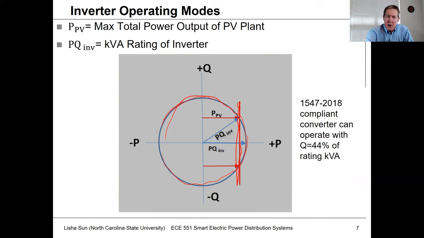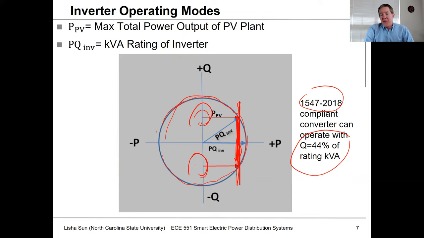In the new 1547 standard, if we talk about high penetration systems, the standard says that you have to be able to operate with reactive power at 44% of your rating in kVA. What this means is you would have an upper Q and a lower Q rating as well. And then you would be operating somewhere on this curve between the upper Q and the lower Q points.